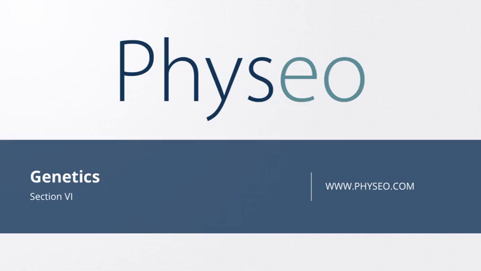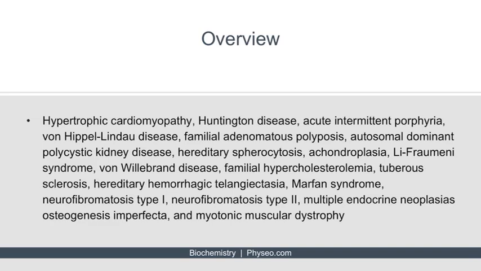Welcome to Section 6 of Genetics. In this section, we'll be discussing autosomal dominant disorders. Here's a list of the autosomal dominant disorders you need to be familiar with for Step 1. Obviously, there are a lot of disorders and they cover multiple organ systems.